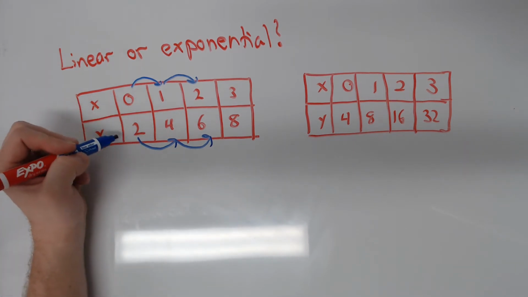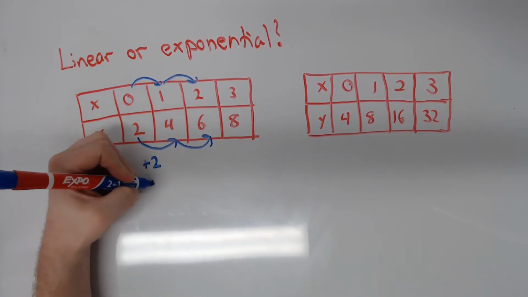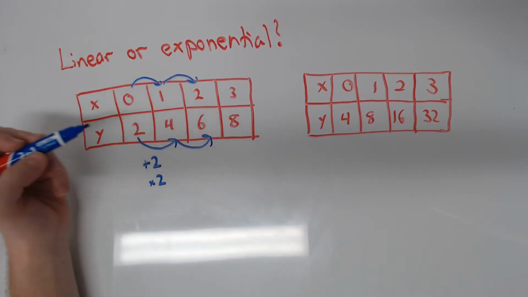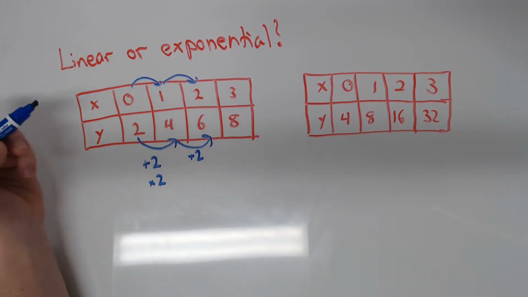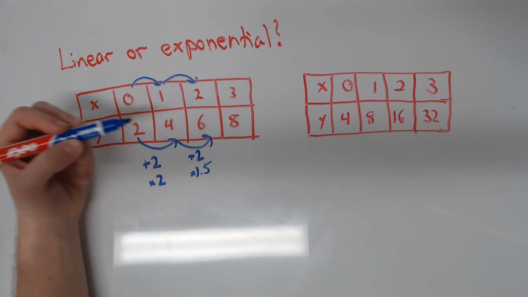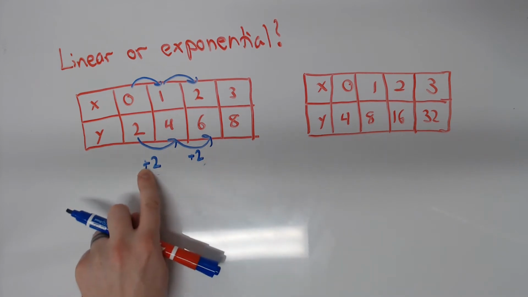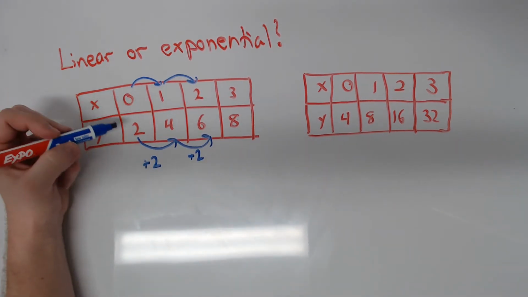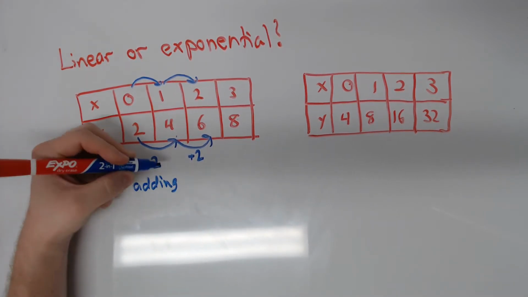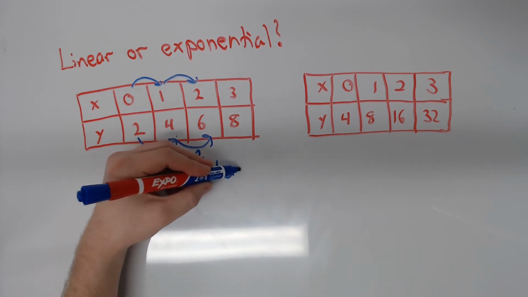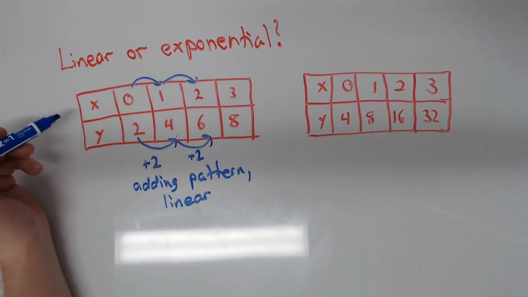So what's happening is y increases. Well, 2 to 4 can either be plus 2 or times 2. But what happens to the next spot on the table? 4 to 6 can either be plus 2 or times 1.5. Times 2 would get us to 8, not to 6. So it's got to be an adding pattern because that's the one that was consistent. This adds by 2 each time. It's an adding pattern. Then I'd call it linear. This is what we were looking at all of first semester, was linear relations.